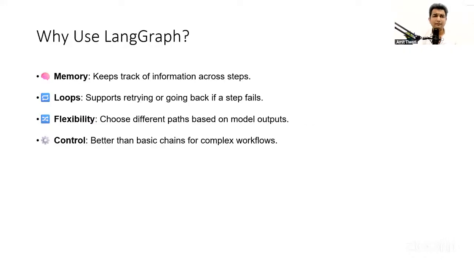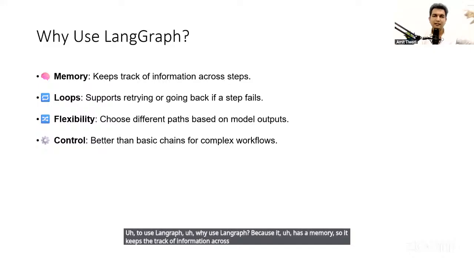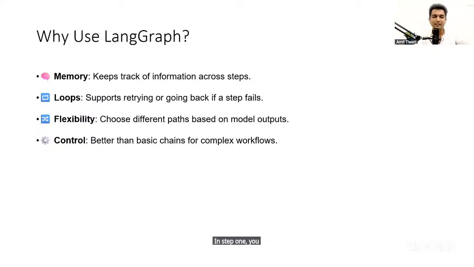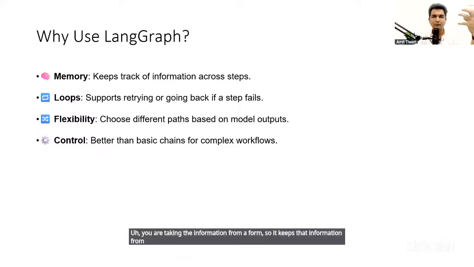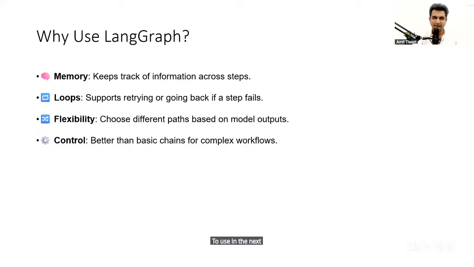Why use LangGraph? Because it has a memory, so it keeps track of information across steps. So if in step 1 you are taking information from a form, it keeps that information and passes it to the next state, which can be a large language model, to decide whether the review is positive, negative, or neutral. And whatever the large language model decides, it keeps that information to use in the next step in this graph.